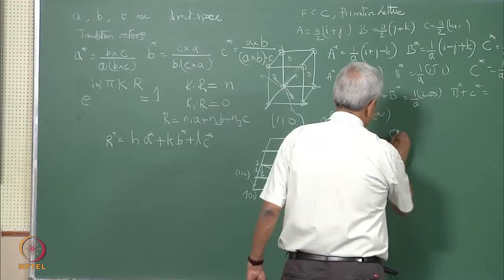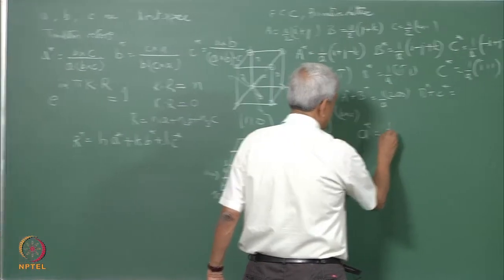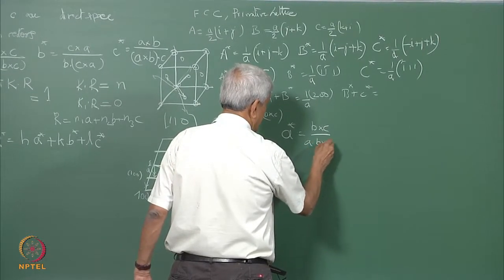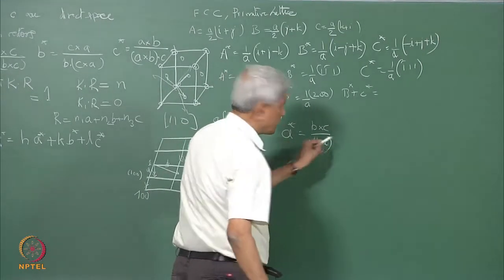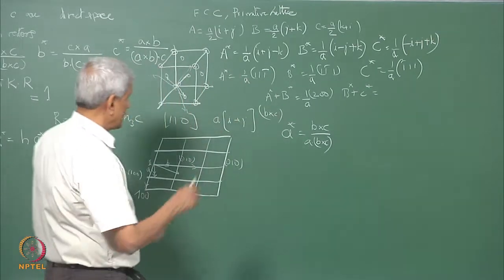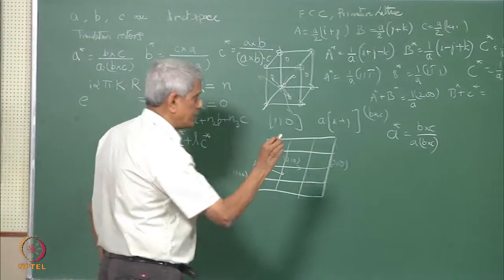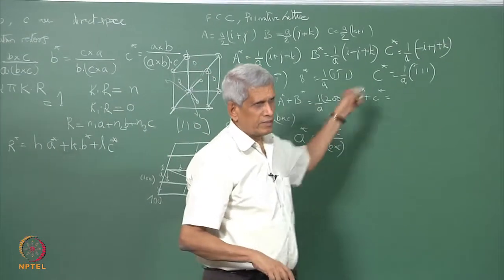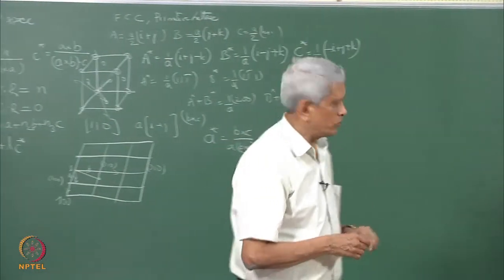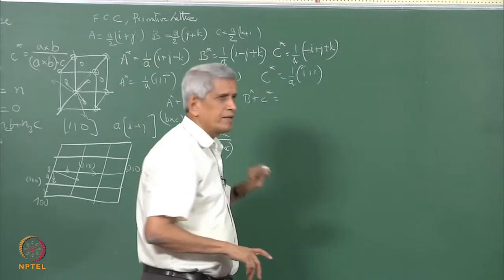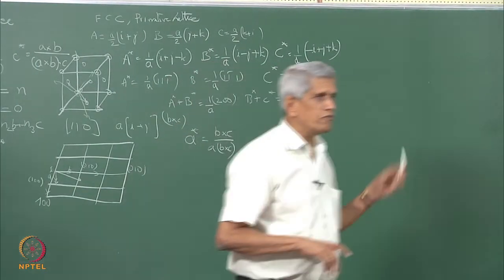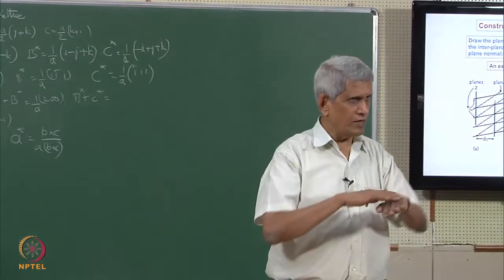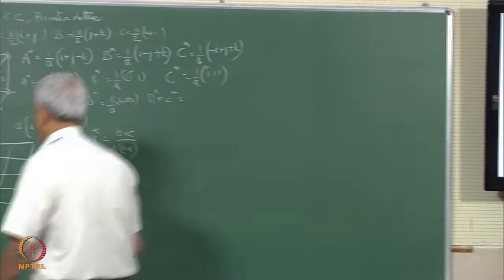When we write A star, it is nothing but B cross C by A dot B cross C, right. What is A dot B cross C? It is essentially the volume of a unit cell. What is B cross C? It is the area of the plane. Also, geometrically it means it is the area of the plane.